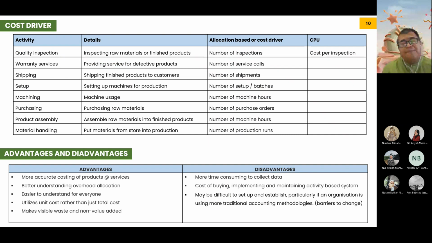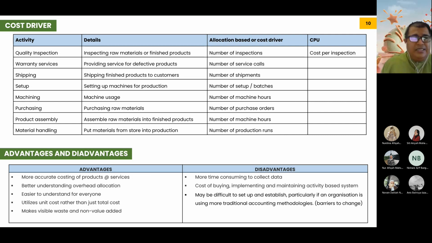Okay, this one is a sample of cost driver. It's a sample sahaja, and then you can check nanti dalam you punya final exam, you can test, and then you punya tutorial there are a lot of other cost driver that you can see. And this one is some of them: a quality inspection, warranty services, shipping, setup, machining, purchasing, product assembly, and material handling.